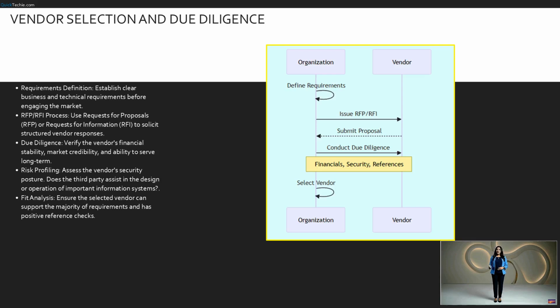This sequence diagram outlines the selection workflow. First, the organization defines its requirements internally. Then, it issues an RFP or RFI to the vendor. The vendor submits a proposal. Crucially, the organization then conducts due diligence, checking financials, security, and references before making the final selection. This linear process ensures objectivity and risk reduction.